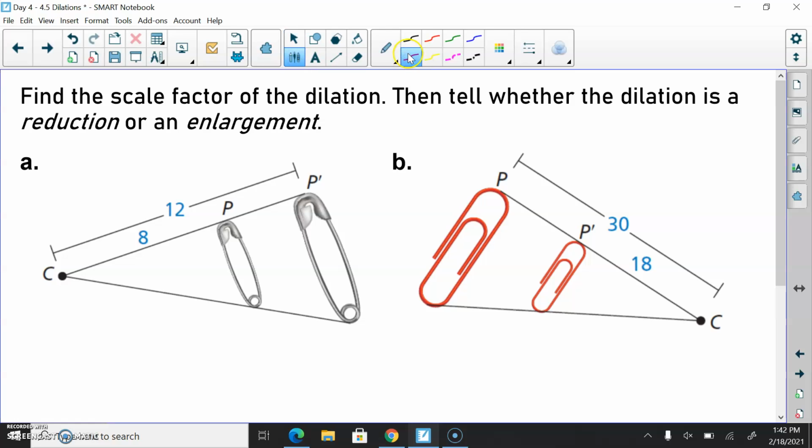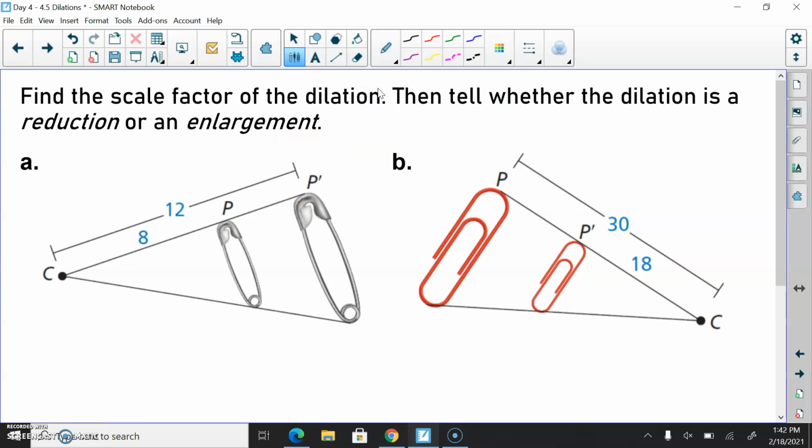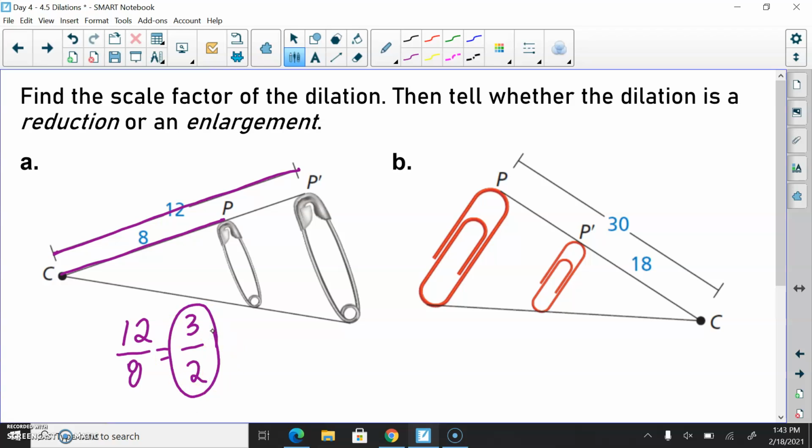So P and P prime. When we're looking at those, we want to look at P as our pre-image, and P prime as our image. We're going from the length 8 from C to P to our length from C to P prime, which is 12. We always put where we end up on the top. So we're going to do 12 over 8 and then simplify. This right here is our scale factor, or our K.